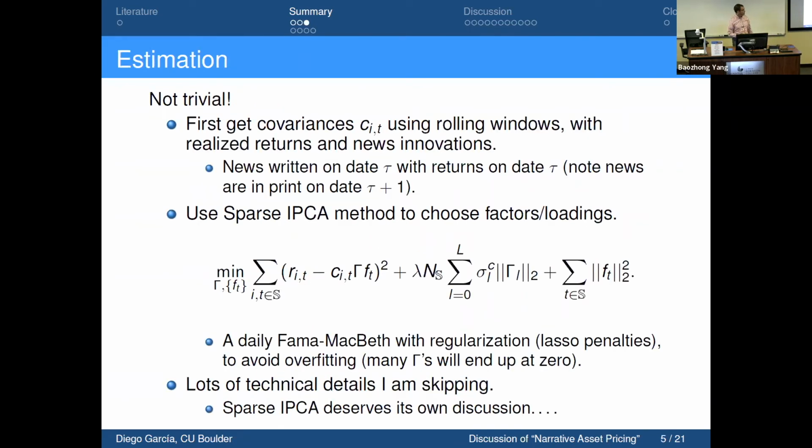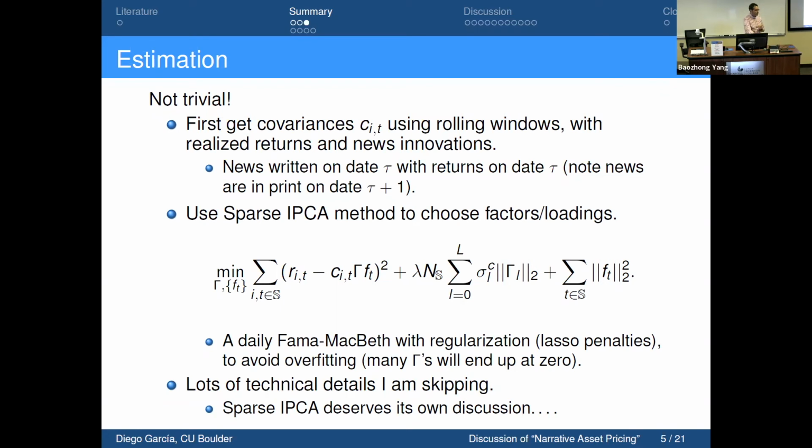Estimation is actually non-trivial. But I said that I couldn't do this 10 years ago. The profession has moved a lot since then, luckily. And essentially, they're just getting the covariances using rolling windows, but pretty standard. That piece of the model I could actually do myself. And then this sparse IPCA is what chooses the factors on the loadings. You have a couple of different lasso penalties there. I mean, it's essentially like a daily Fama-MacBeth with some lasso penalties.